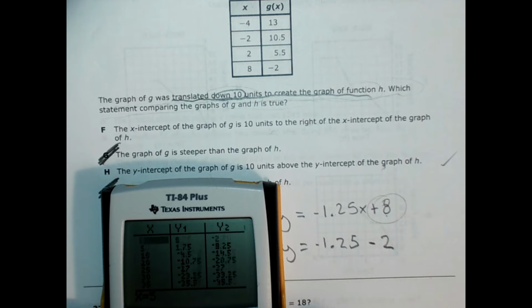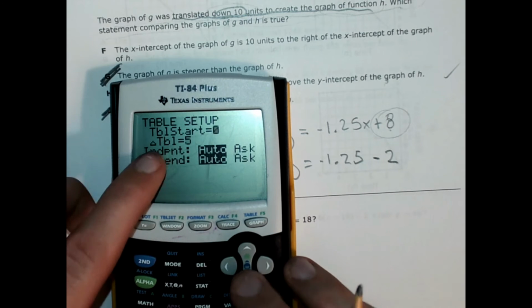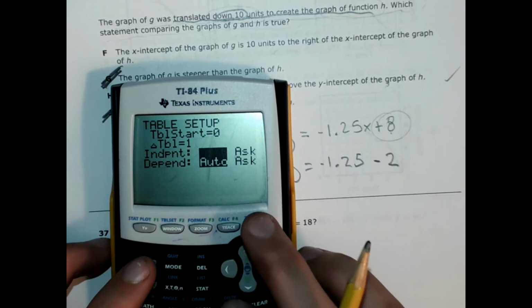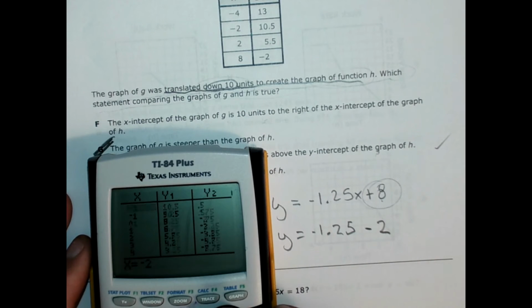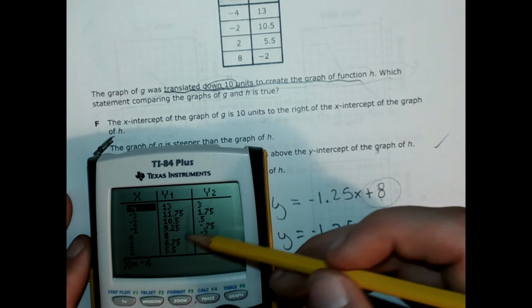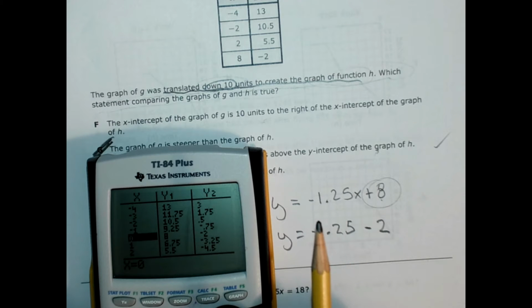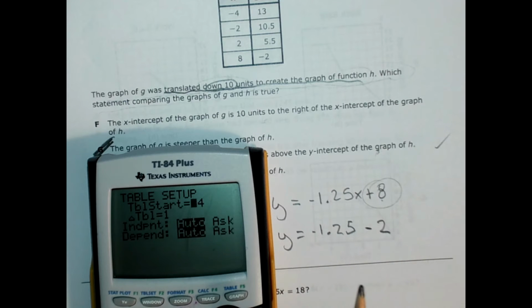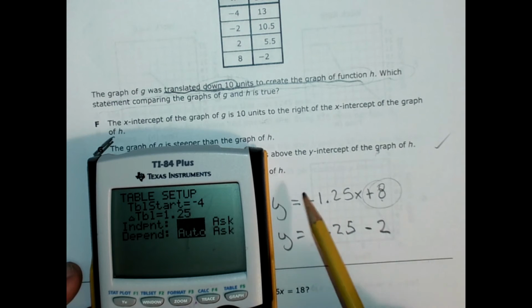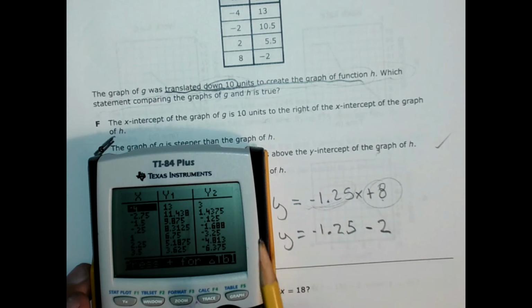We were counting by 5 in a previous problem, so I'm going to change that back by going to second window for table set, and I'm going to change my table delta back to 1, and now I'm counting by 1. Let's find the x-intercepts if we can. Where is the value of y equal to 0? So in fact, I should go to a whole number, and I should change my table delta to 1.25. Let's see if that helps, because my slope is 1.25. Look at the table.